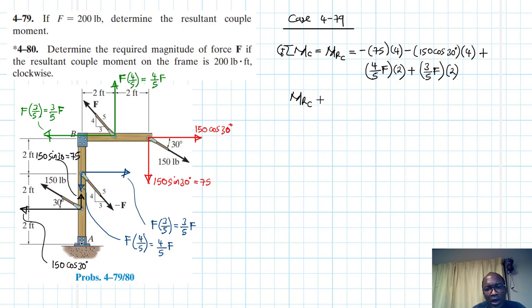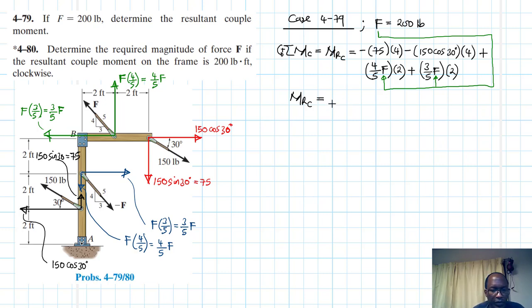Therefore, our resultant moment is just going to be equal to, we've been told that F is equal to 200 pounds. So we are going to replace F here, here, and there with 200. Once we've done so, then we'll have a minus 75 by 4, minus 150 cos 30 by 4, plus 4/5 times 200 times 2, plus 3/5 times 200 by 2.